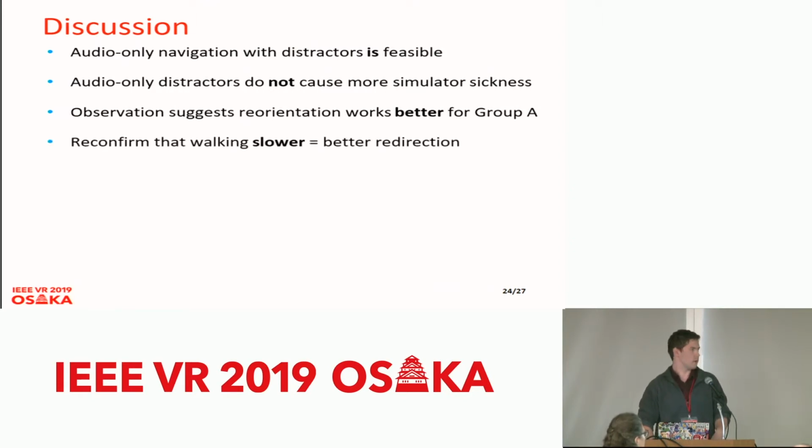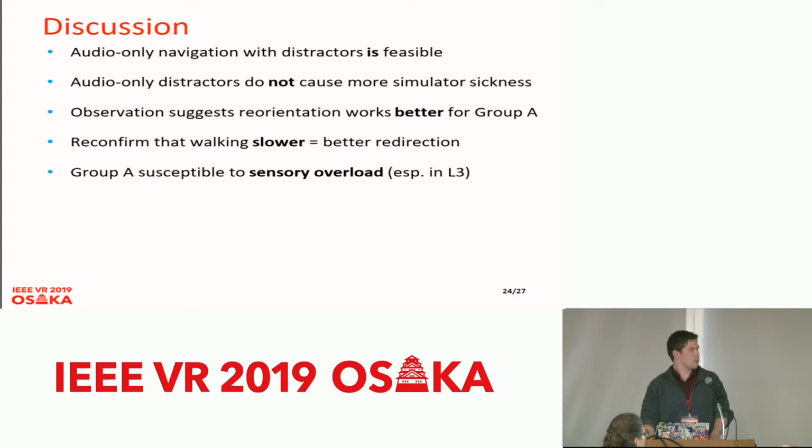So redirection tended to be less effective for them. We don't know if that would be true for blind users because they are a little bit different, but I'll talk about that later. We reconfirm previous results that walking slower increases the quality of the redirection, because if they're not running out of bounds, then they don't need to be distracted as much.